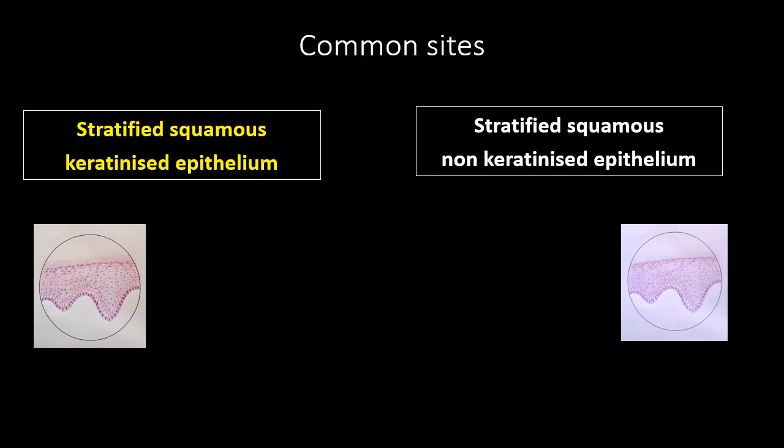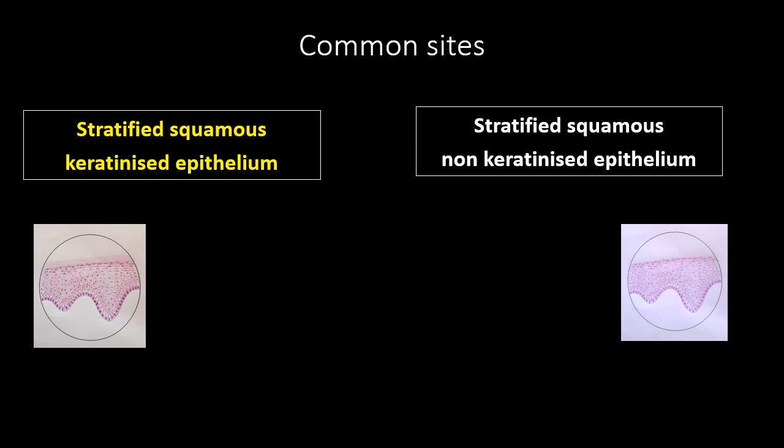What are the common sites in our body where these two types of epithelia are seen? The part of our body that is most exposed to the outside world is skin. So in our skin, we want an epithelium that offers the best protection. For that, which epithelium would you prefer? Do you prefer a single layered or a multi-layered epithelium for offering a better protection? We definitely need a multi-layered epithelium with as many layers as possible.